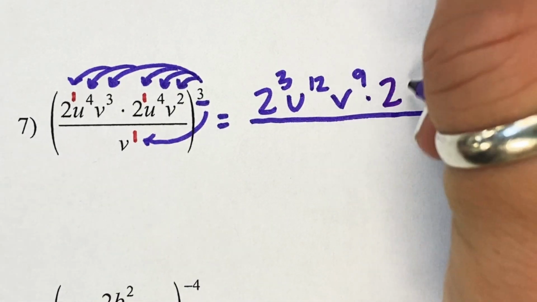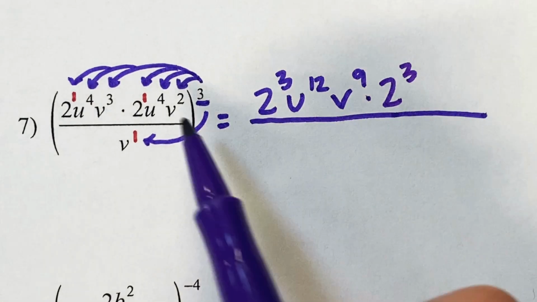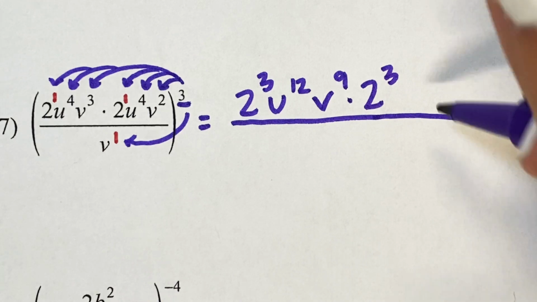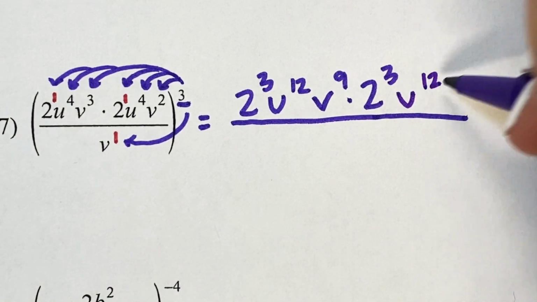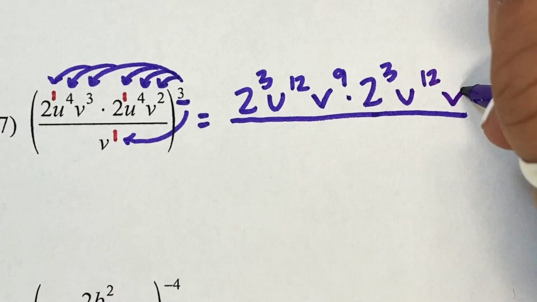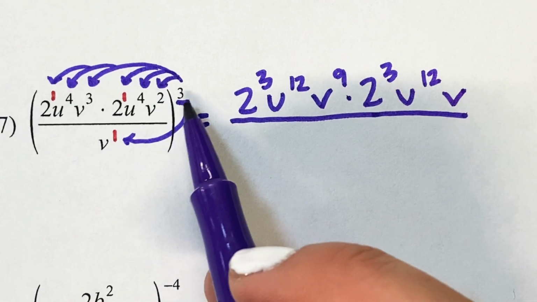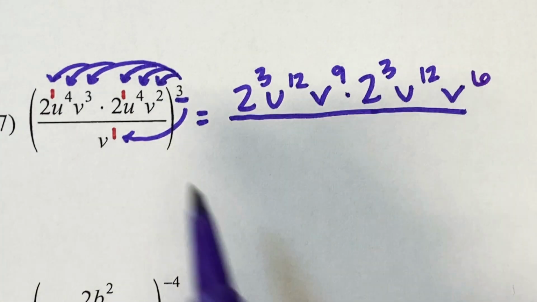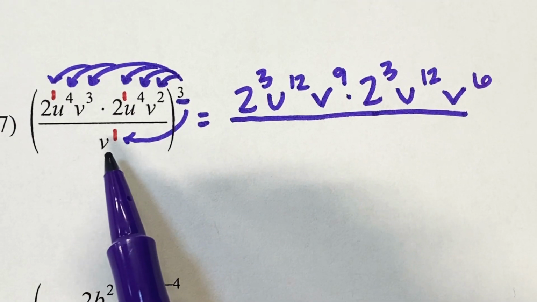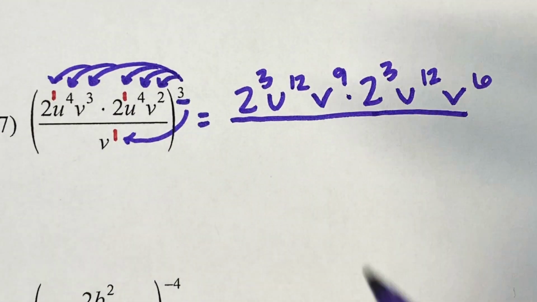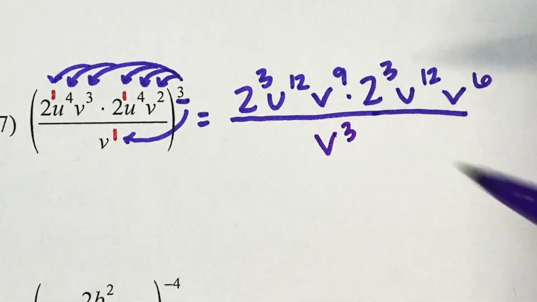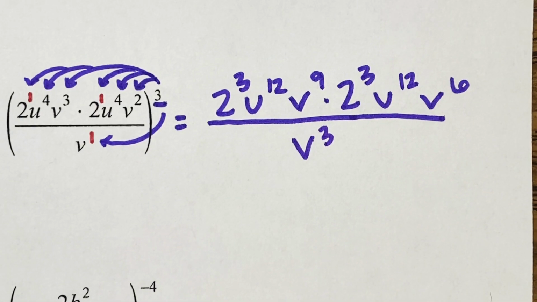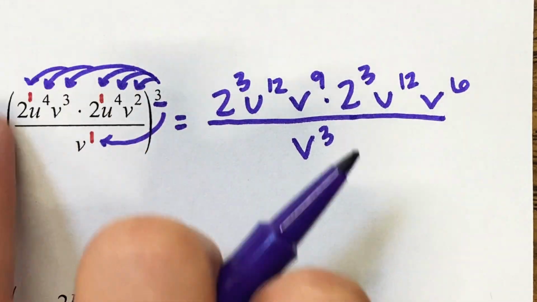Okay, again, 2 cubed. Our second U, 4 times 3. Again, U to the 12th. Our last V on top, 2 times 3. 6. And our very last V on bottom, what is 1 times 3? V cubed. Okay, nice job. We got rid of the power to a power.